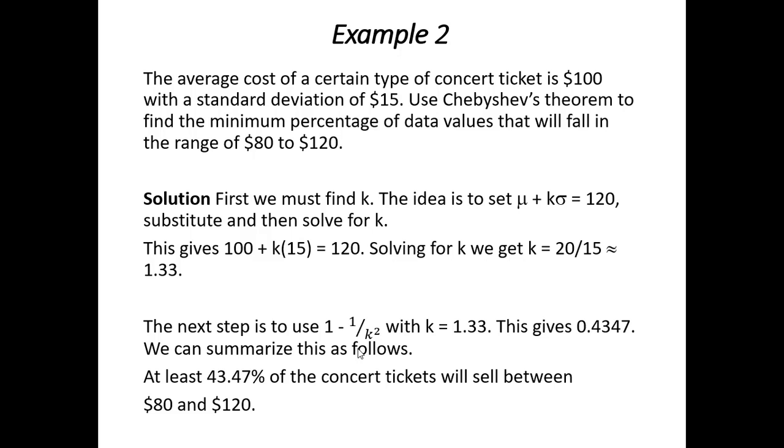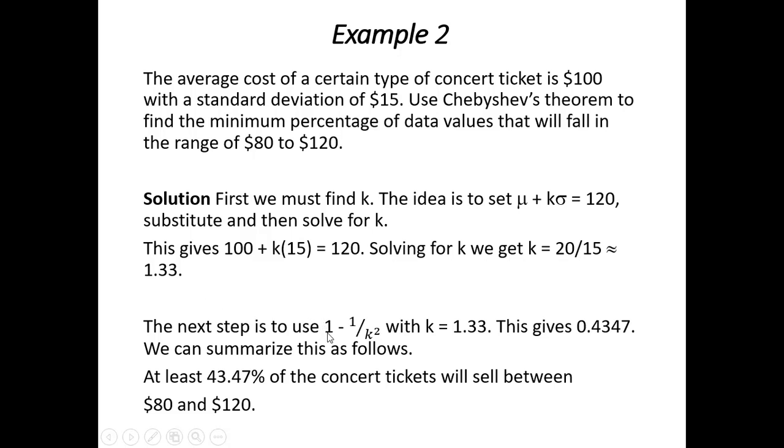So the solution, first we must find k. The idea is to set mu plus k sigma equal to 120. Substitute in for mu and sigma and then solve for k. This gives 100 plus k times 15 equals 120. We subtract 100 from both sides, divide by 15, and you see that we get k is equal to 20 over 15, or approximately 1.33.